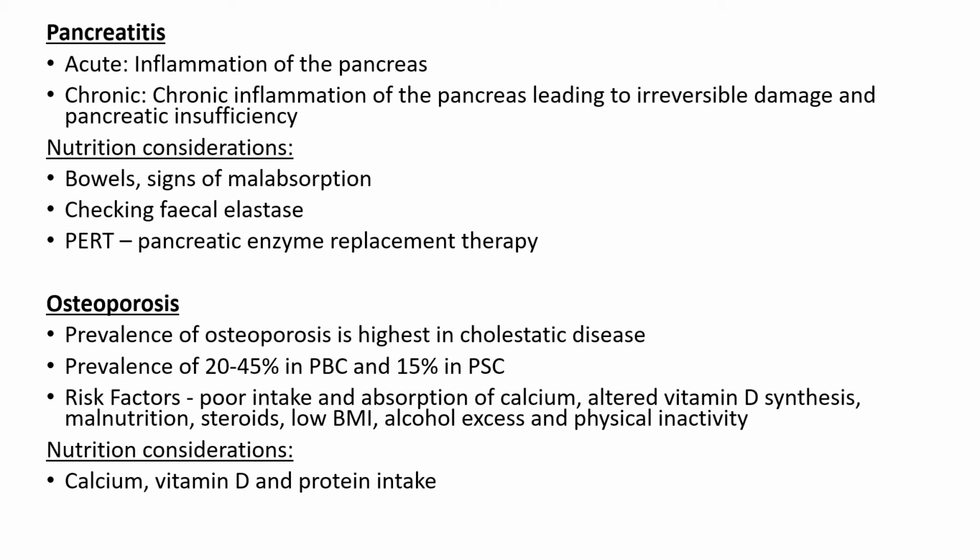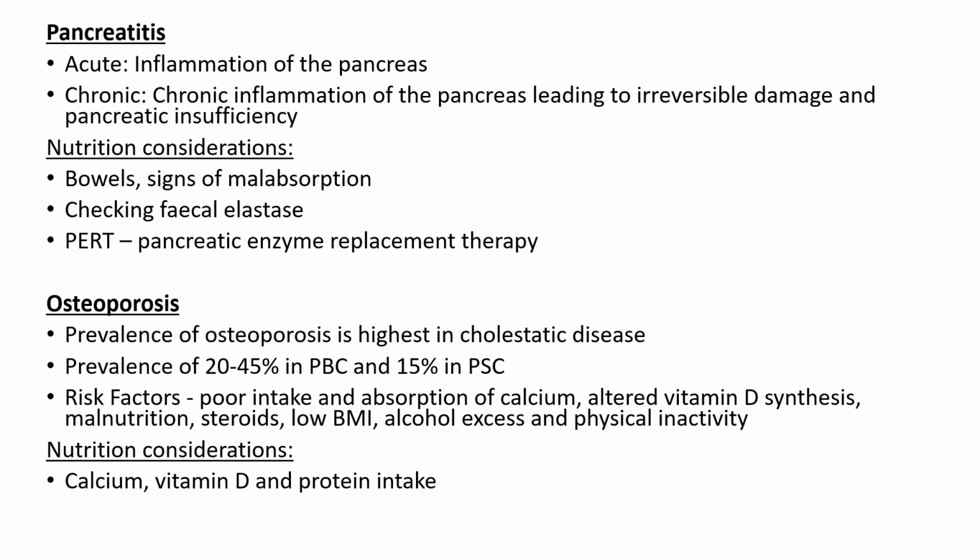Pancreatitis can be classified as acute, which is inflammation of the pancreas, or chronic, which is chronic inflammation of the pancreas leading to irreversible damage and pancreatic insufficiency. Nutrition considerations when seeing these patients include checking their bowels, asking about signs of malabsorption, getting their fecal elastase checked, and considering the need for PERT if they're having signs of malabsorption.